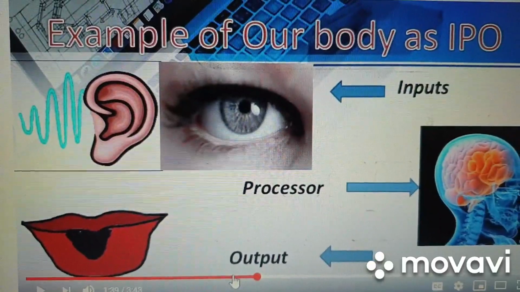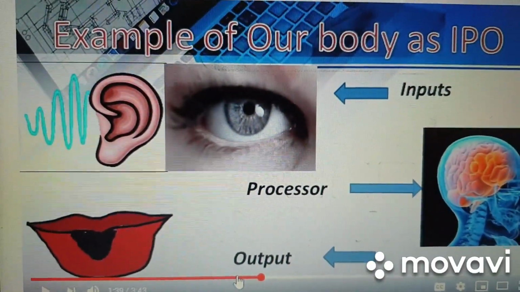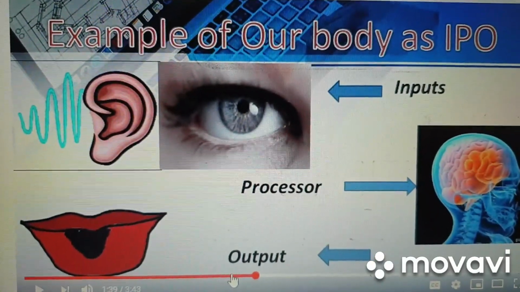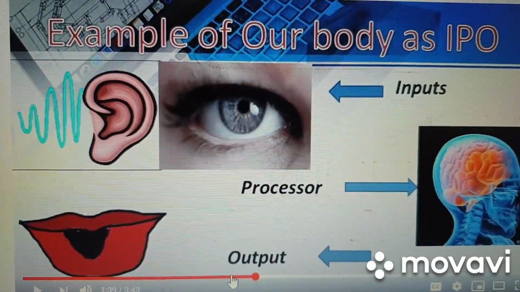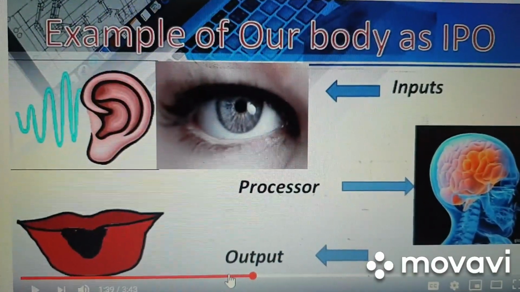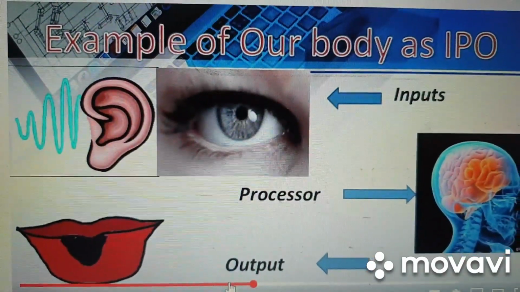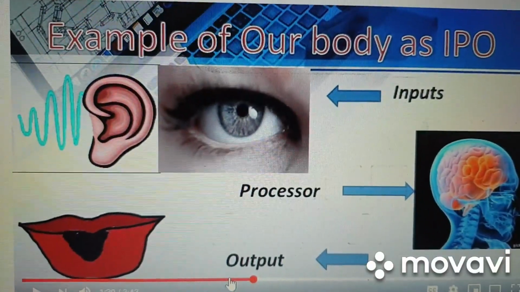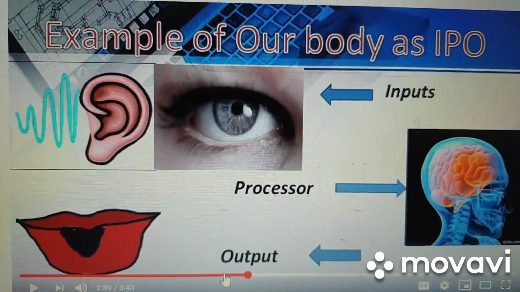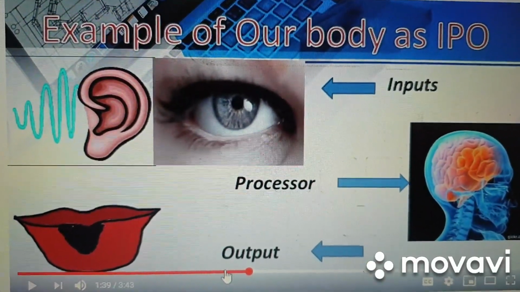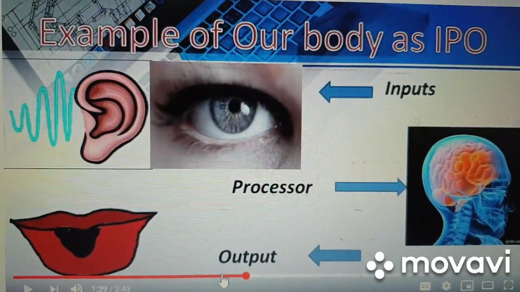Everything in our real life works on an IPO cycle. Similarly, our body also works on an IPO cycle. Like eyes and ears, they are receptors. They receive information. The brain processes the same and starts thinking about the instructions heard by the ears or seen by the eyes. Then the brain starts giving commands to our mouth and our hands to work as per the instructions. So this process is called the IPO cycle of our body.